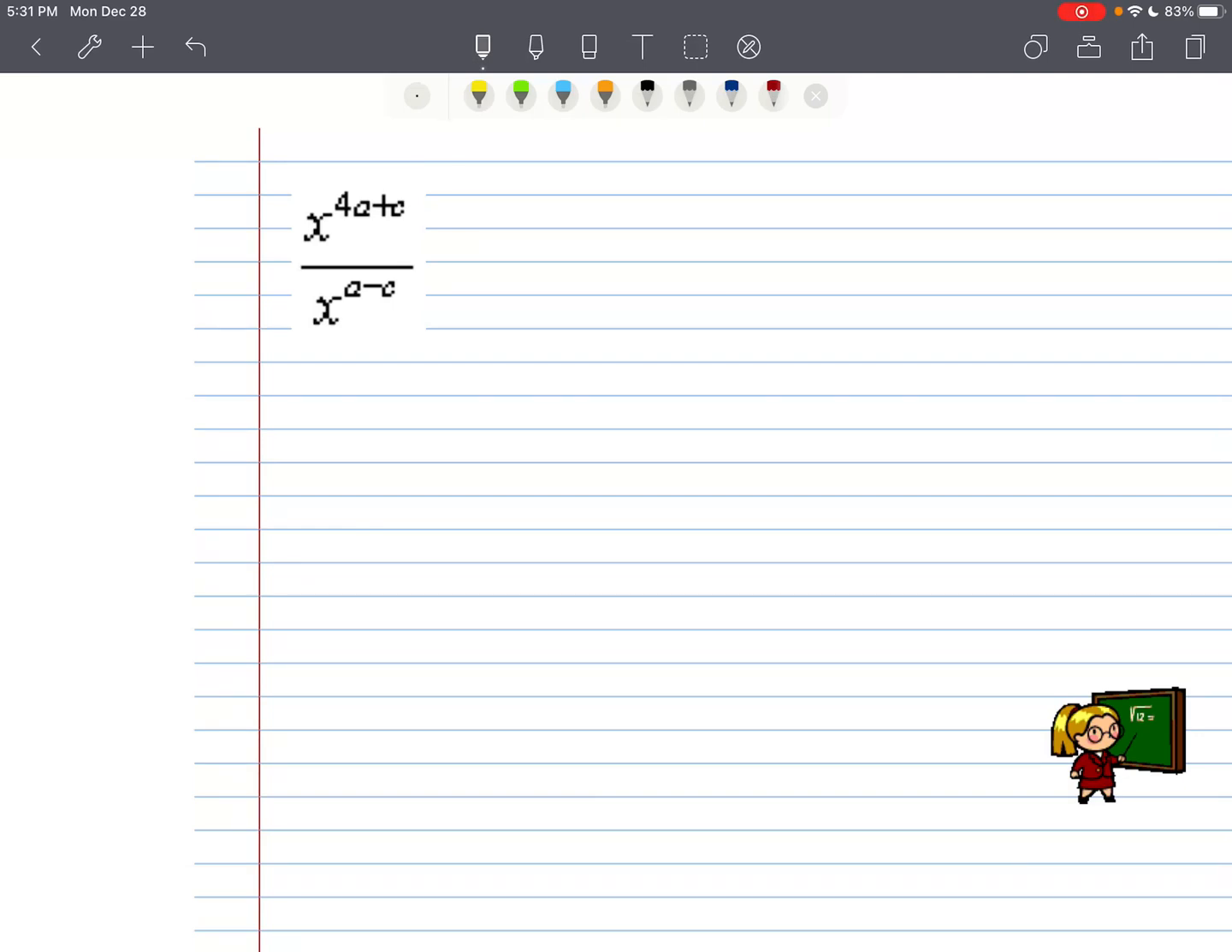Okay, here we have x to the 4a plus c. Might be difficult to read. x to the 4a plus c over x to the a minus c. The first thing I recognize is that they have the same base, so we're going to be able to retain that base. And because we have the quotient rule, we're going to subtract our exponents.